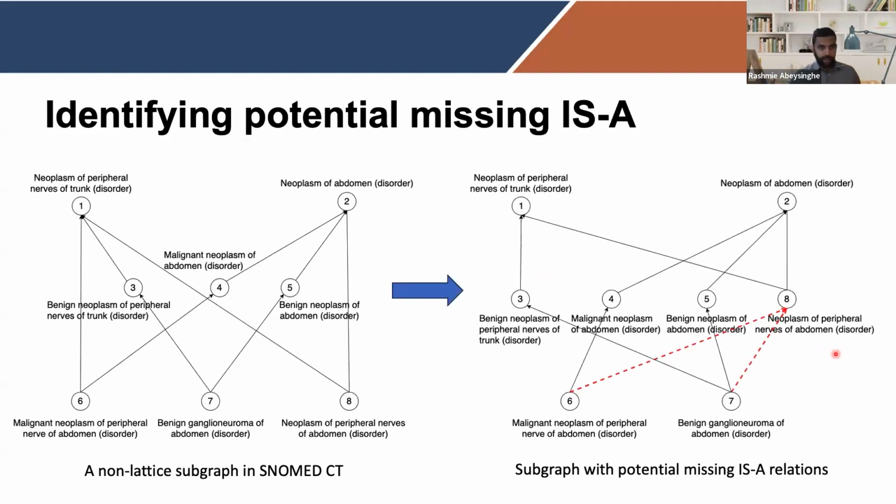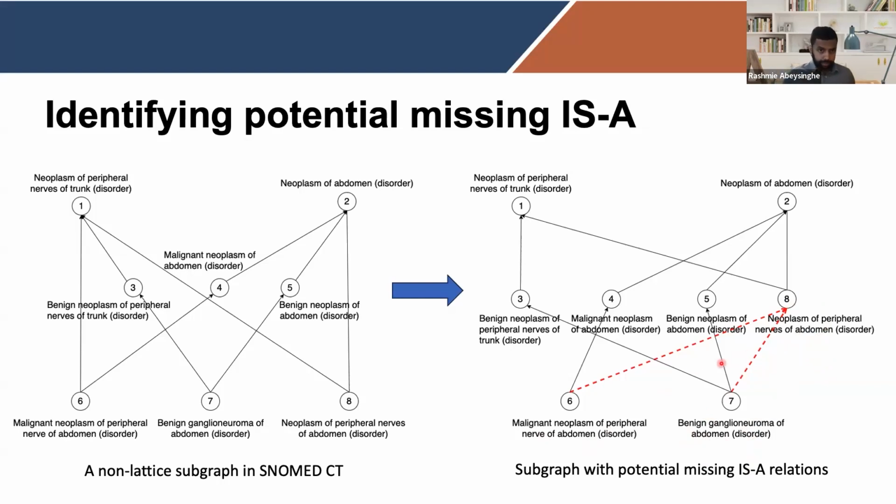So this is an example of two potential missing is-a relations that were found in a non-lattice subgraph of SNOMED CT. You have the non-lattice subgraph on the left, and the two dashed lines in red are the potential missing Isa relations identified. One goes from malignant neoplasm of peripheral nerve of abdomen to neoplasm of peripheral nerve of abdomen, and the same parent but a different child here, benign ganglioneuroma of abdomen is a neoplasm of peripheral nerves of abdomen.